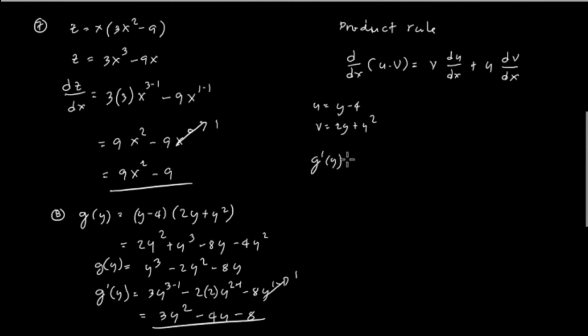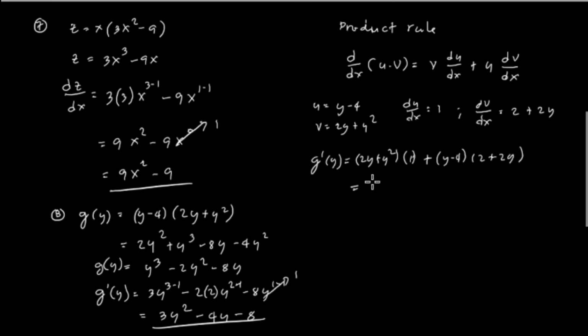g prime of y is equal to, what is v? It is 2y plus y squared, in parentheses. And the derivative of u, du over dx: the derivative of y minus 4 is equivalent to 1. And the derivative of v over dx is equivalent to 2 plus 2y. So 2y plus y squared is v. The derivative of u is 1, plus u, which is y minus 4, times the derivative of v, which is 2 plus 2y. And then that's the time you simplify.